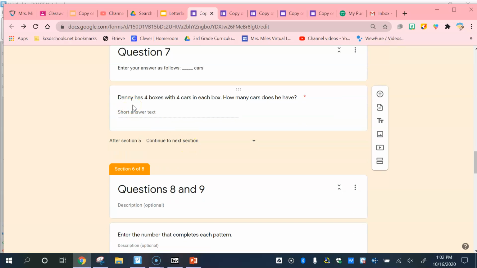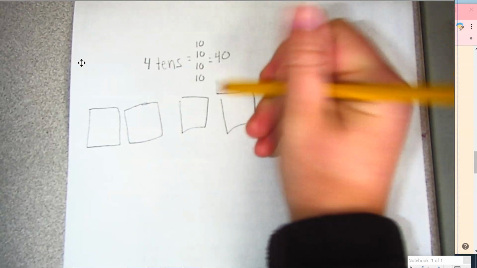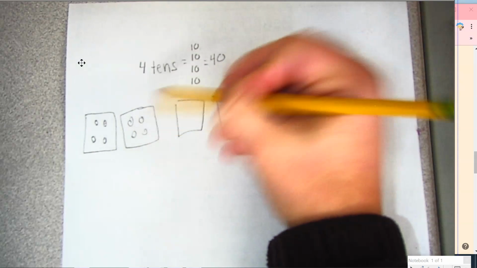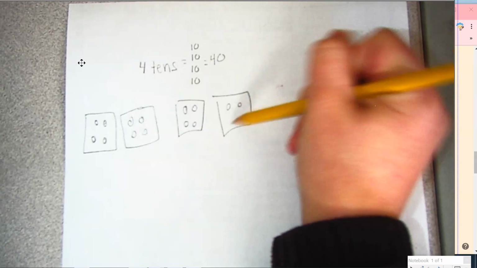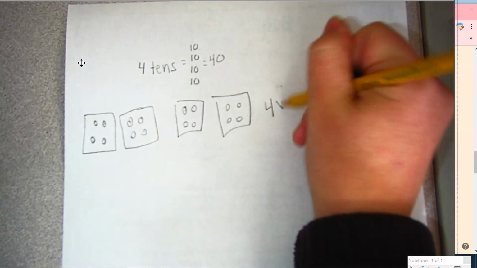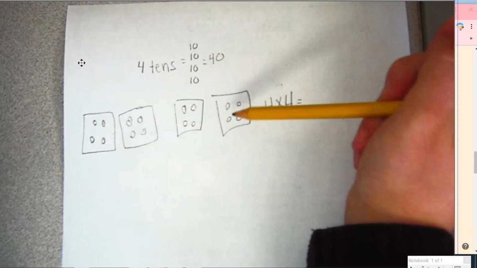Danny has 4 boxes with 4 cars in each. How many cars does he have? So if he has 4 boxes with 4 cars, there's 1 box, 2 box, 3 box, 4 box. 1, 2, 3, 4. There's his cars in them. So you can skip count by 4 or multiply 4 times 4. 4, 8, 12, 16.